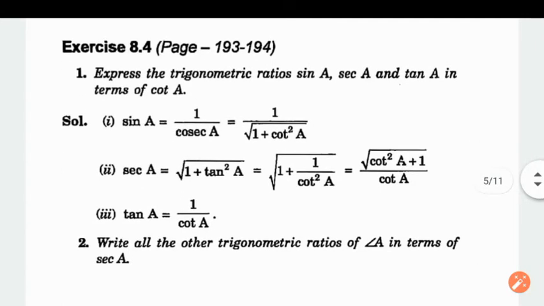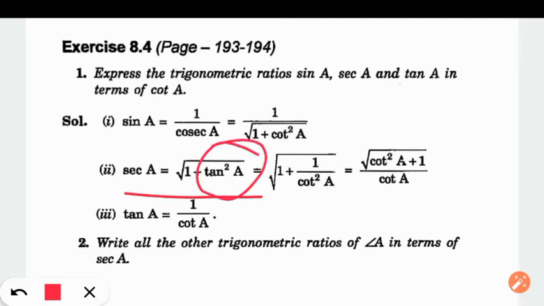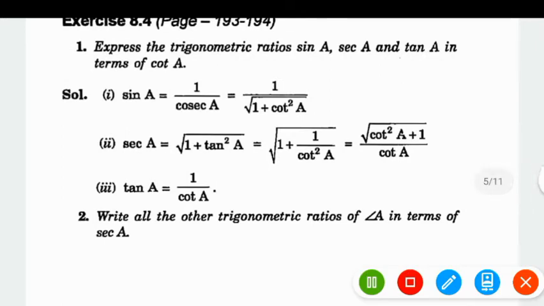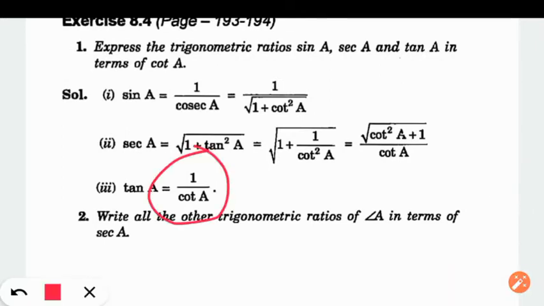Now similarly, again we need to express sec A in terms of cot. So we know there is a relation between sec and tan, that sec can be written as root over 1 plus tan square theta or tan square A. So in place of tan square A, we can write 1 by cot square A, as they are reciprocal to each other. So after taking LCM, we have this one done. And the last one, tan, we know it is 1 by cot.